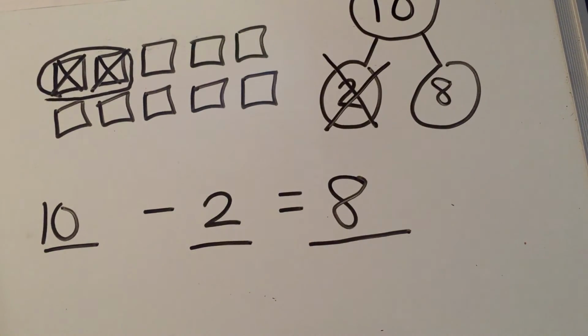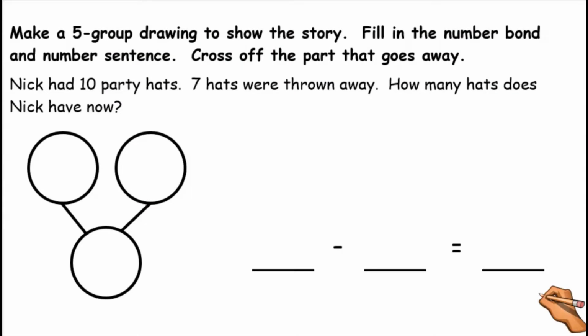All right, let's dive into some more practice of breaking apart 10 using our 5 group drawings and matching with number bonds and number sentences. I'm going to read my story, and then we are going to make a 5 group drawing to show the story and cross out the part that goes away and then fill in that number bond and number sentence.